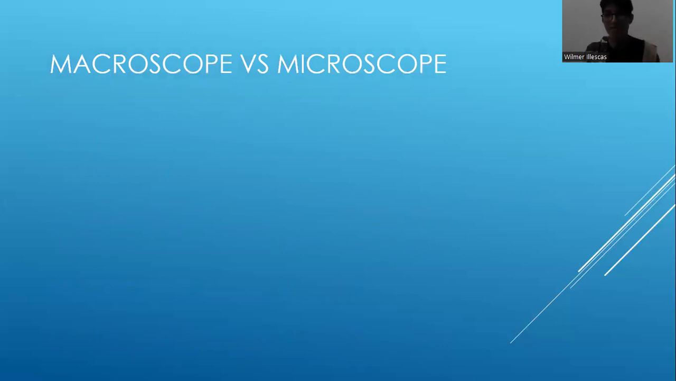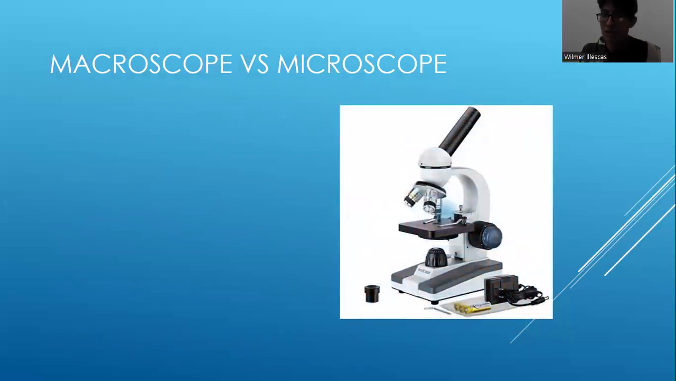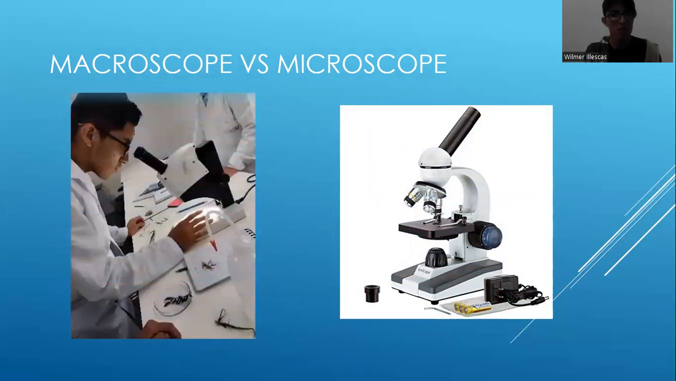To identify the difference, I present 2 examples. Here I have what is called a microscope, and on my right, what is called a microscope. By the way, I'm there, of course, as we were in the laboratory. And what is the difference between them?